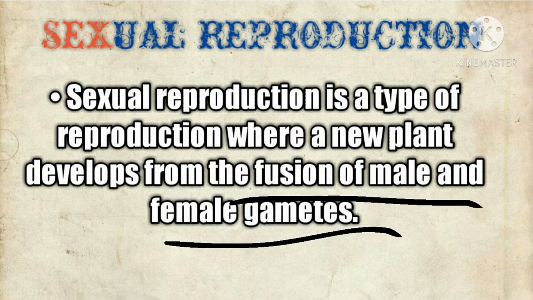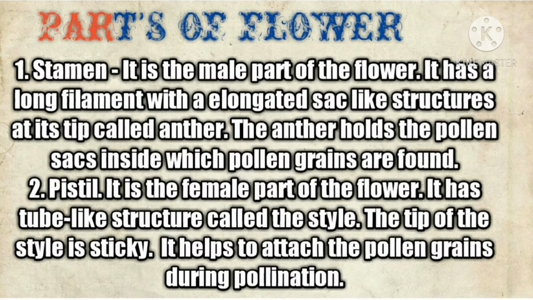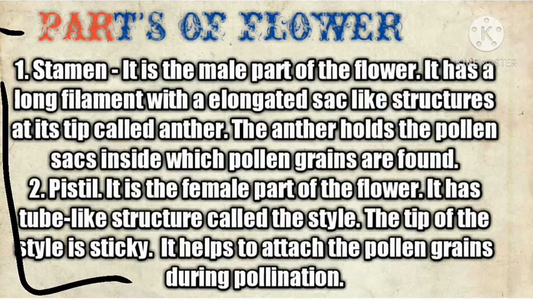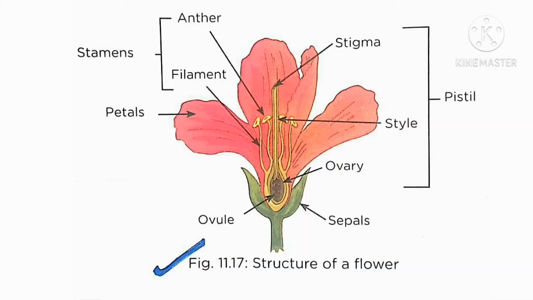So before starting sexual reproduction, I want to explain to you the parts of a flower. I'm not going to read out all these things, I'll be explaining through the diagram. Here is a diagram which I have added to my slide. There are total two parts in a flower, okay. In the flower structure there are only two parts, means there are many parts, but all those parts are in these two parts only.